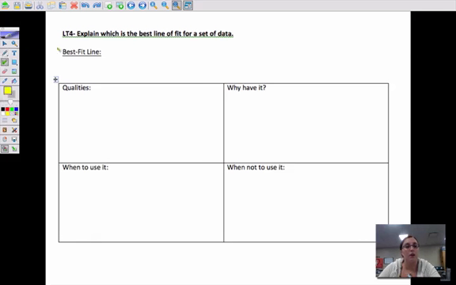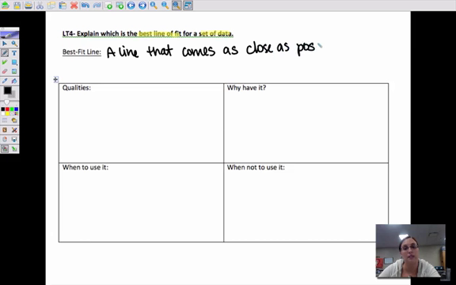All right, learning target 4 is about the best line of fit for a set of data. So we're talking about a scatter plot again. We're talking about fitting in a best line, okay? A best fit line is a line that comes as close as possible to all data points. Okay, so it comes as close as possible to all the data points.